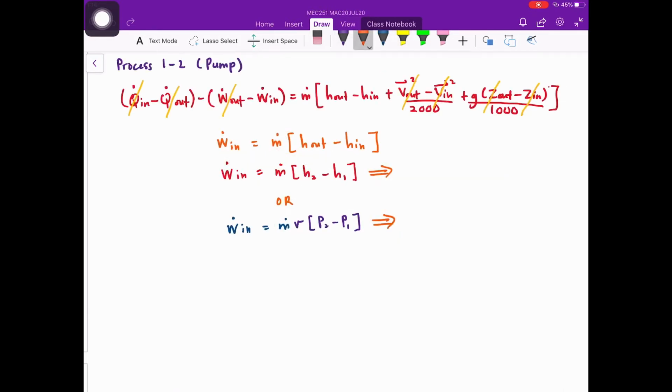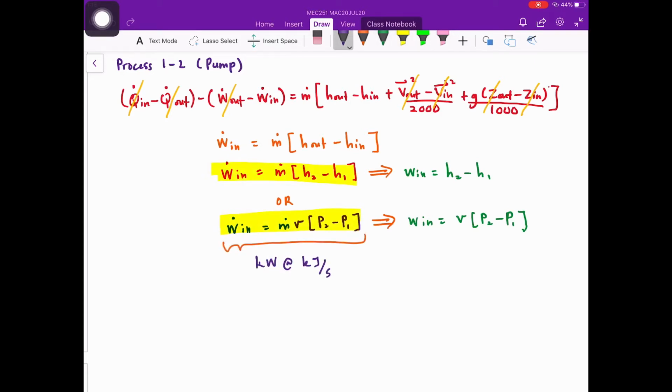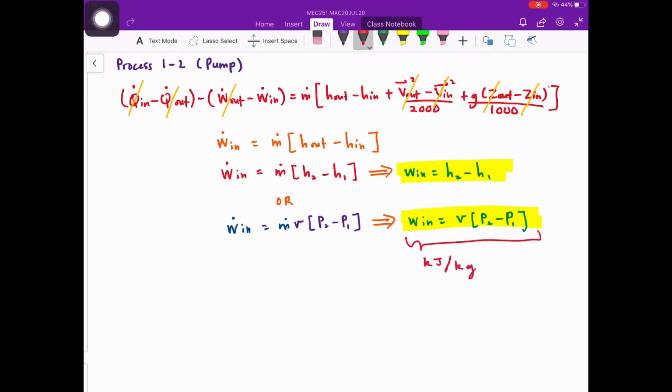If we divide these equations by the mass flow rate, we are going to get these equations. Note that these equations will give us the unit of kilowatt or kilojoule per second, while these equations will give us the unit of kilojoule per kilogram.